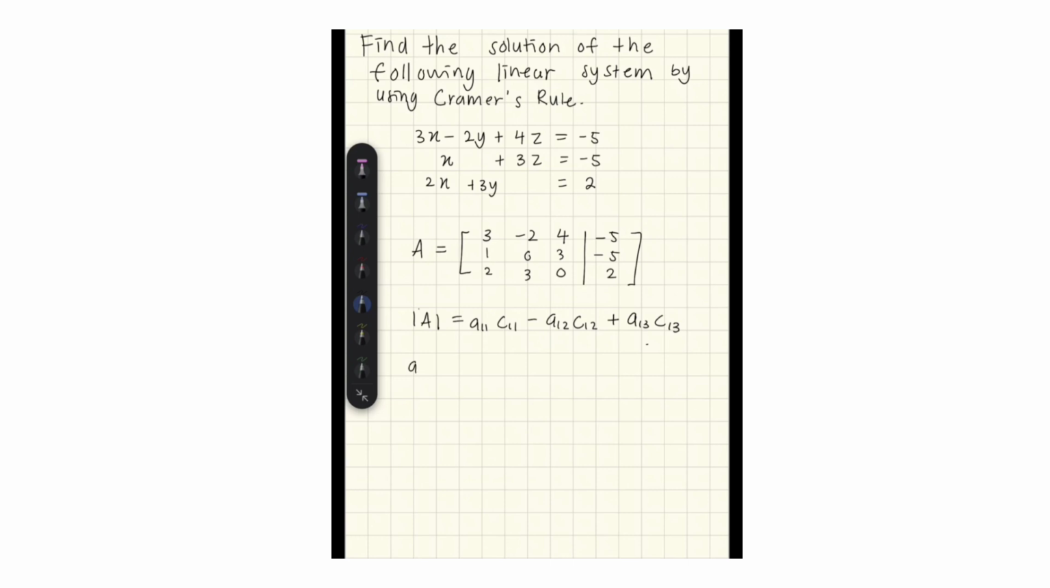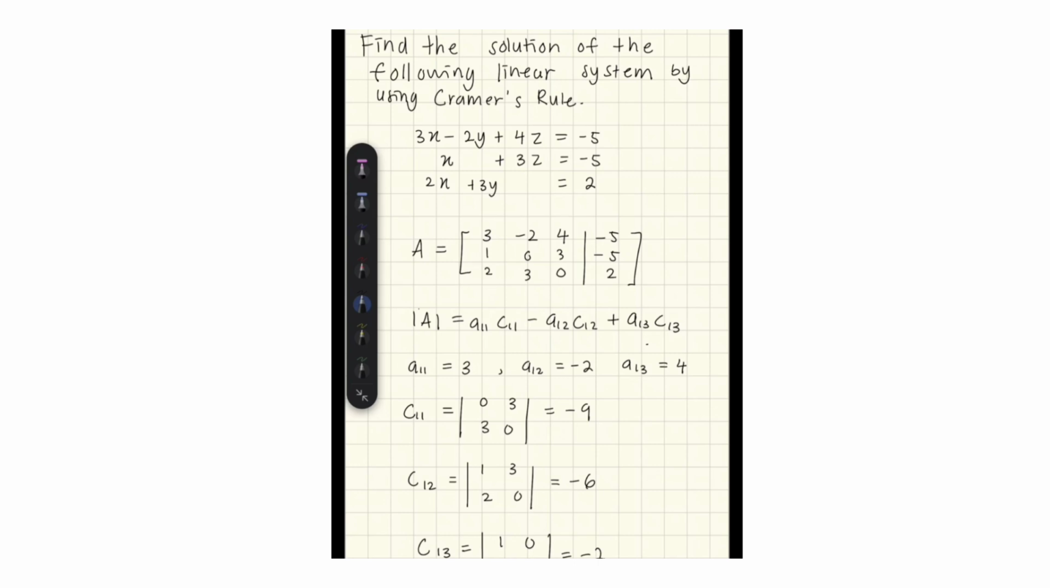From this question, the value of a11 is 3, a12 is -2, and a13 is equal to 4. For the cofactors, it will become like this. C11 is equal to the determinant of [0, 3], [3, 0], that will be -9, and C12 is equal to the determinant of [1, 3], [2, 0], and it will be -6. C13 is equal to the determinant of [1, 0], [2, 3], and it equals 3.